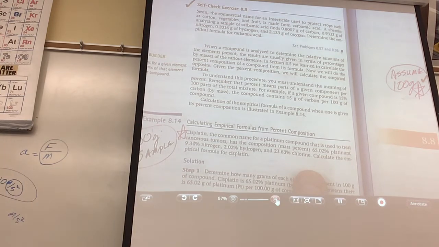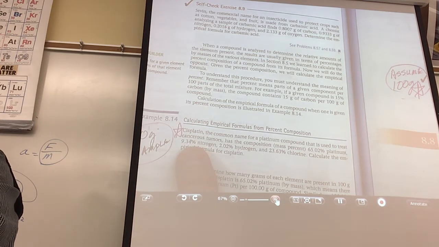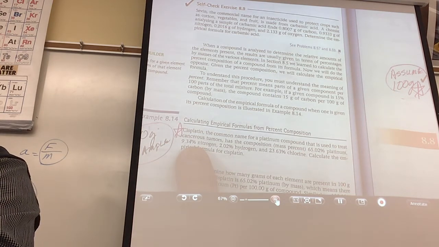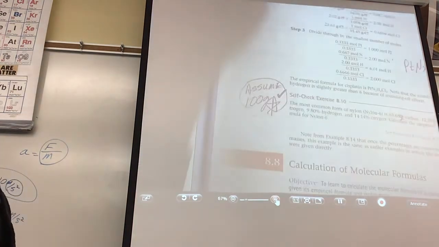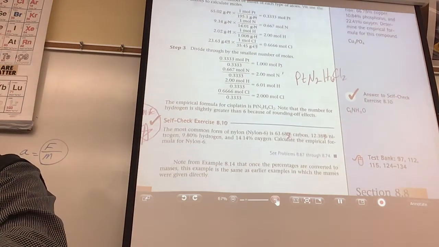How many grams of nitrogen are in that compound? I'll say 9.34% of 100 grams. 9.34 grams? Well, that's cheating. No, it's not cheating. And so, guess what? I get to change all those percents into grams, don't I? And then, wait, I know how to do those kind of problems.